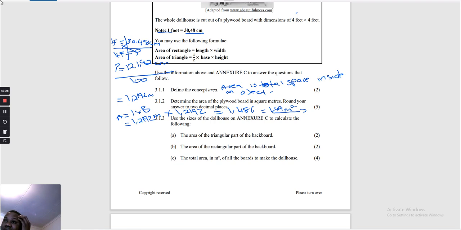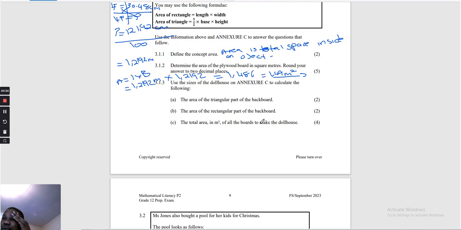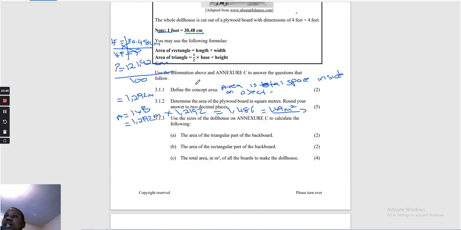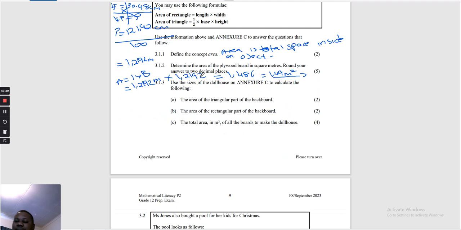Okay, then they say use size of the dollhouse on Annex C to calculate the following. The area of the rectangular part. Okay, we can see the rectangular part, this one. So how do we calculate the area? They've given us the formulas on top. The area of a triangle is half of a base times height. So what are we going to say? Area is equal to half base times height.